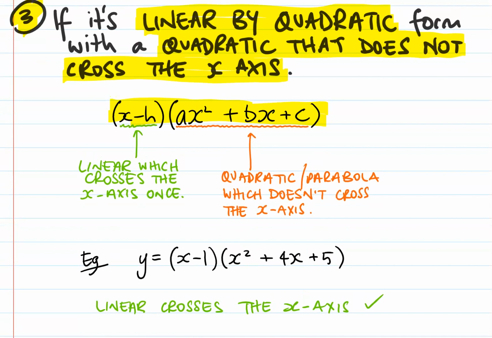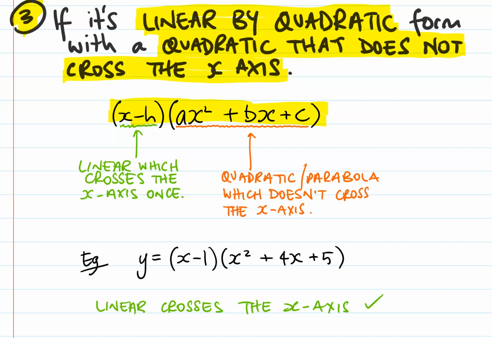The third way that our cubic can have only one x-intercept is if it's a linear by a quadratic with a quadratic that does not itself have any x-intercepts. So that's our (x minus h) multiplied by (ax squared plus bx plus c). The linear will cross the x-axis once. A quadratic will often cross an x-axis on its own twice, or it may not cross the x-axis at all. If the quadratic by itself does not cross the x-axis at all, that means that as part of a cubic, there will only be one x-intercept.